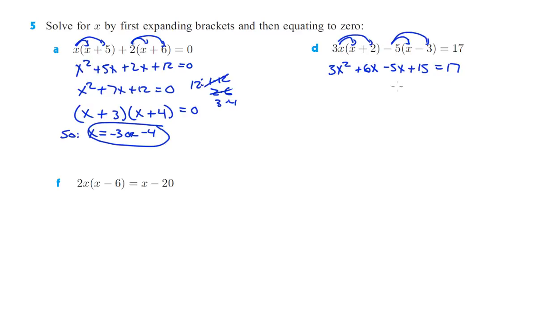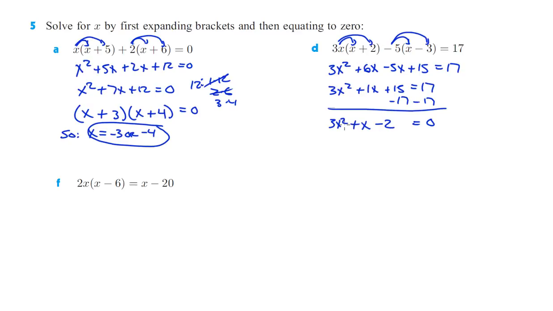Okay? So, simplifying, that gives us 3x squared. 6x minus 5x is plus 1x plus 15 equals 17. We now want to move the 17 over so we get this side over here equal to 0. So that'll be much nicer for us to factor and solve. So we get 3x squared plus x minus 2 equals 0.